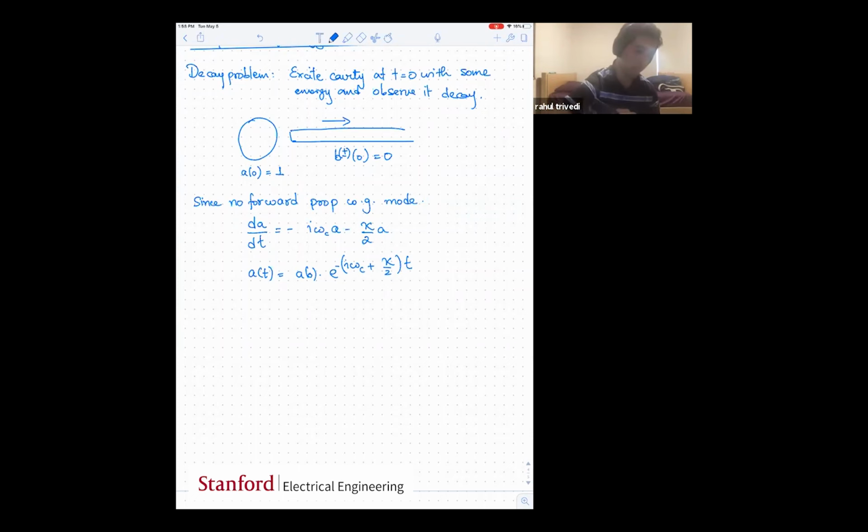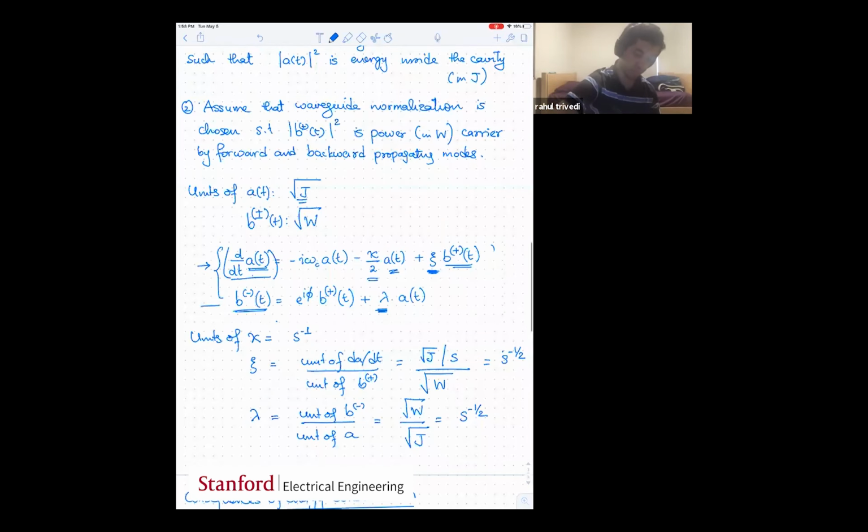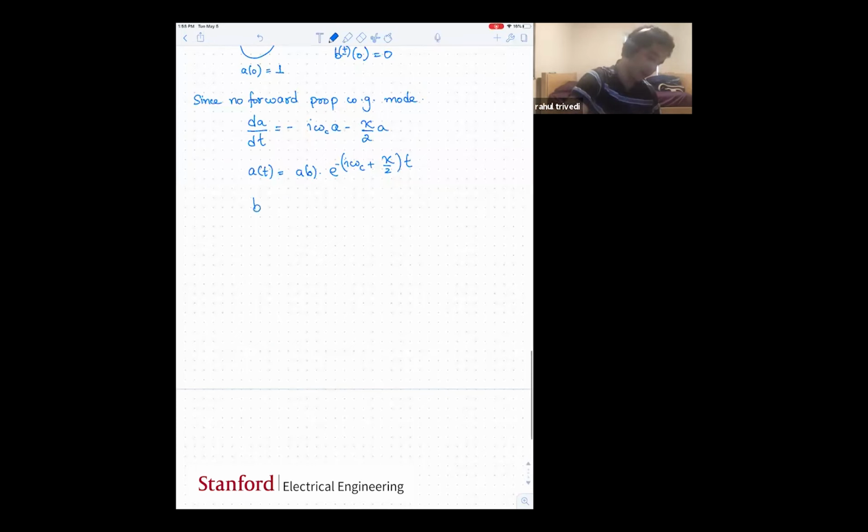Okay, and then from the second equation, which is this one, you can calculate the backward propagating waveguide mode. Because you don't have any forward propagating waveguide mode, your b_minus(t) is just going to be equal to λ times a(t). So that is λ times a(0) times exponential of minus i(ω_c + κ/2)t. Does this make sense?